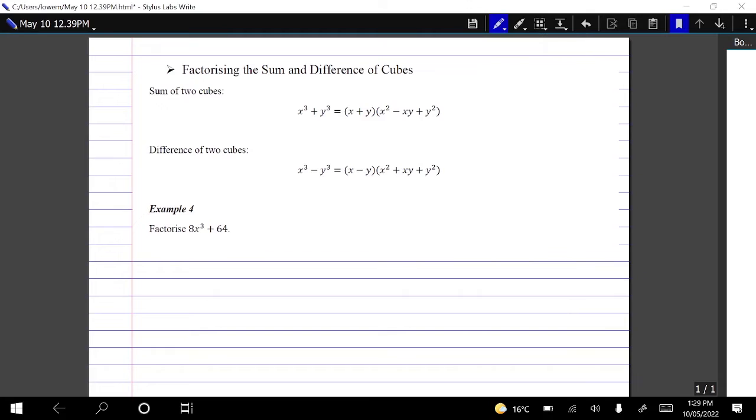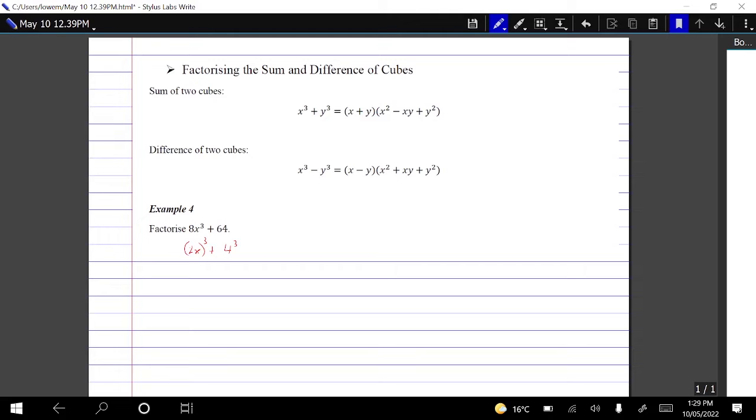So 8x cubed we could think of as 2x in brackets, which is cubed, because we know 2 cubed gives us the 8. As far as the 64 goes, we think, what number when we cube it gives 64? It will be 4 cubed. So the sum of the two cubes is 2x and 4, which are both being cubed. And so what we do then is we look at what our rule is.